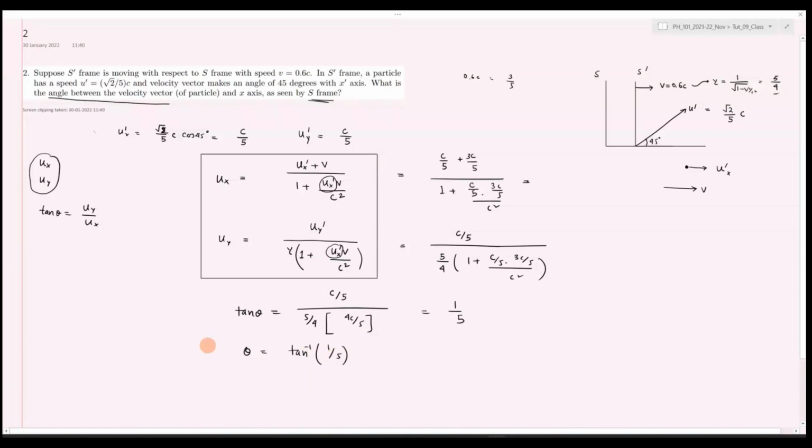Everybody understood this problem? What we do is, we first find the components of velocity in S prime frame along x and y direction. Then we use the velocity addition formula to find the components of velocity in S frame. Then just using tan theta equal to uy by ux, we can find the angle. That's it.